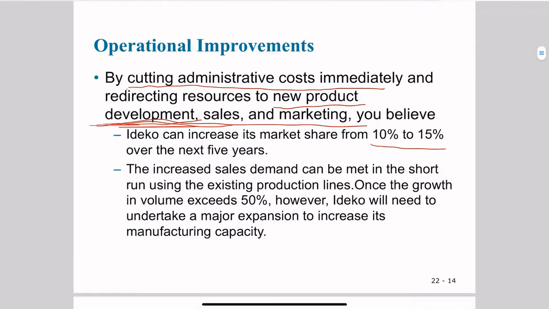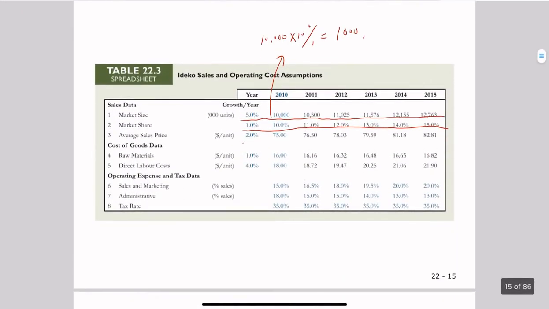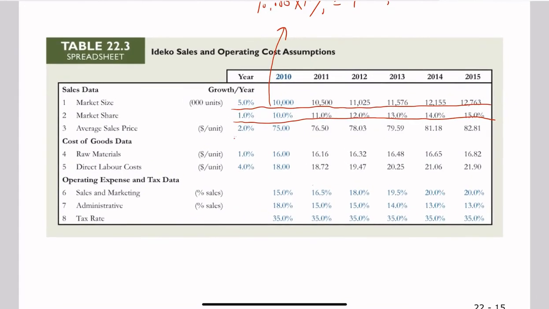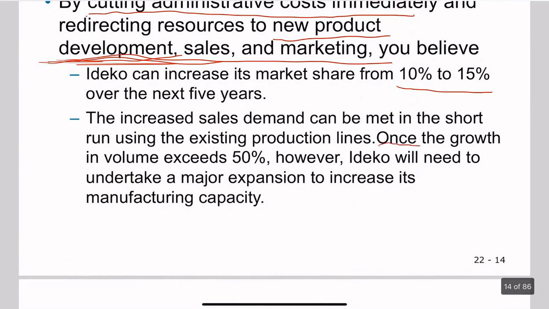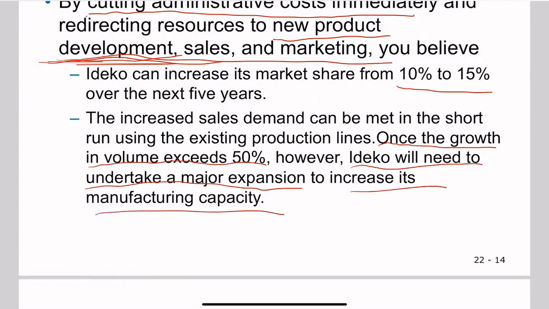These improvements are reflected in this table here. That is, you can see that the firm's market share increases from 10% in 2010 to 15% in 2015. And then we also discussed some capital expenditure. So the assumption here is if the growth in volume exceeds 50%, then IDCO will need to spend some money to undertake a major expansion to increase its manufacturing capability.